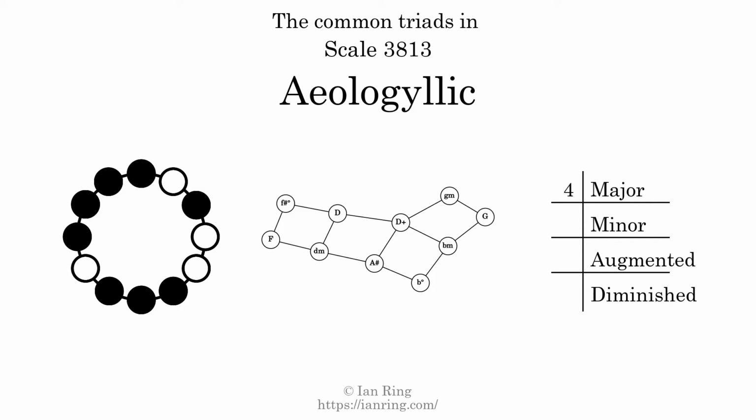There are 4 major triads. There are 3 minor triads. There is 1 augmented triad. There are 2 diminished triads. Here is a Hamiltonian path of parsimonious voice leading that uses all the triads.